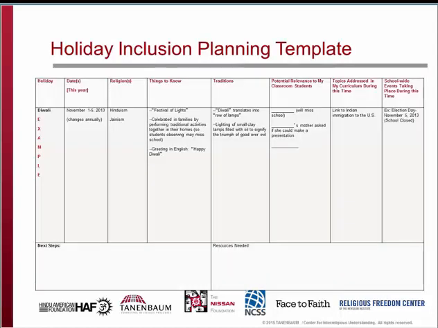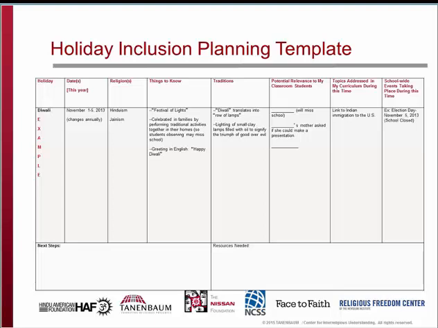I know that this is hard to see, but we will be sending you a full-size version of this. This is something that we created. This is what we call a holiday inclusion and planning template. We created this in a webinar series that we did with Teaching Tolerance on the December Dilemma. And that webinar is actually on our website and on Teaching Tolerance's website. You can look at that; it's a free resource.